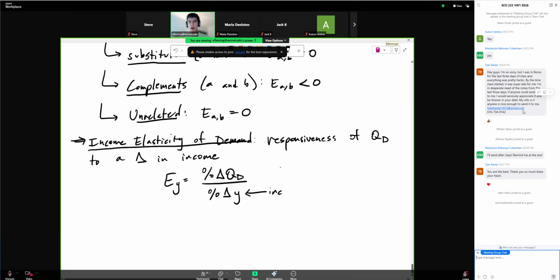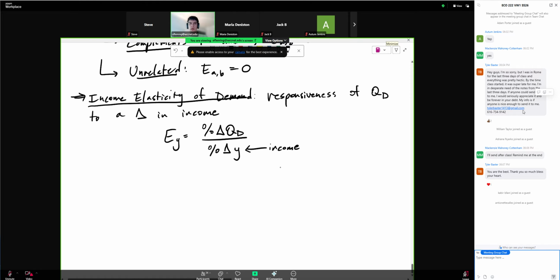In macro, you do big Y because it's aggregate income. In micro, sometimes people denote income with a lowercase y.